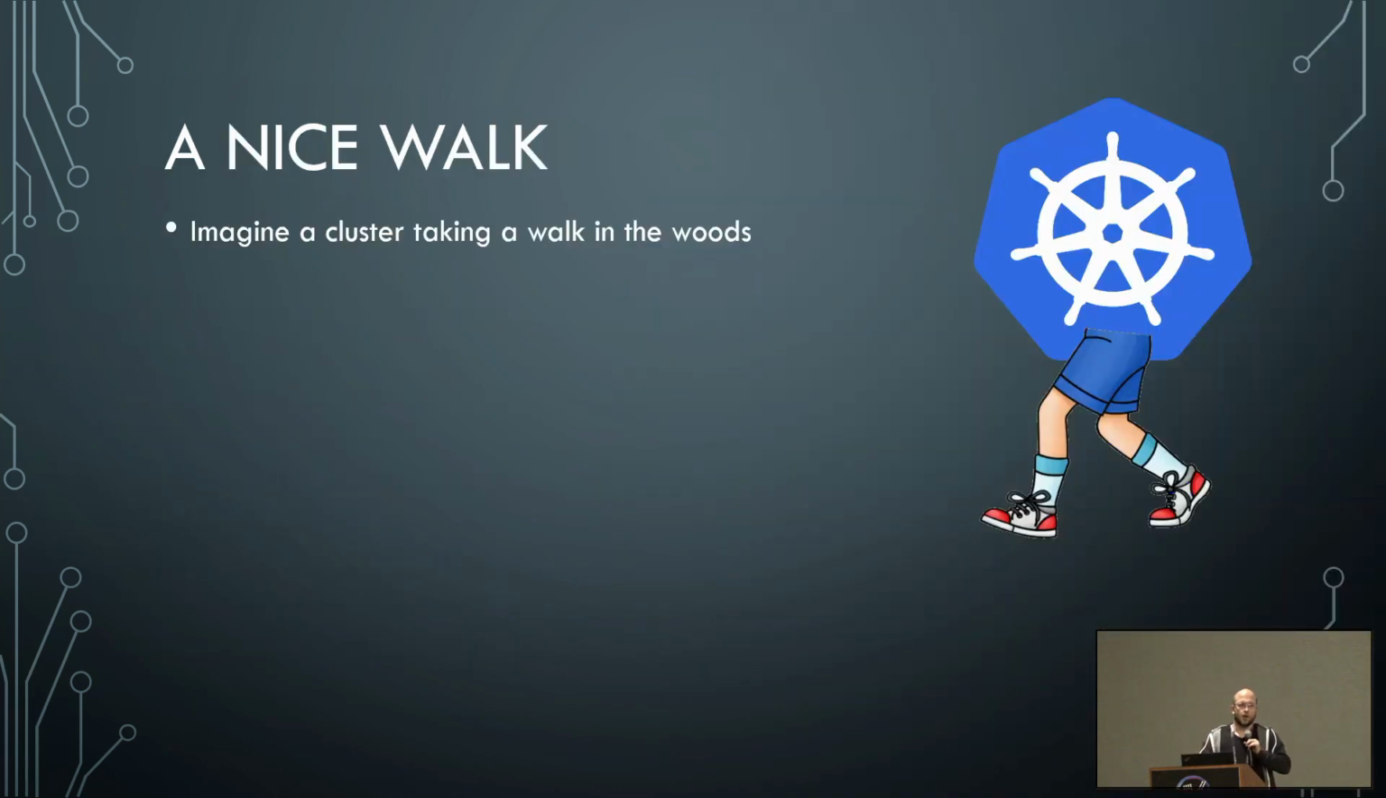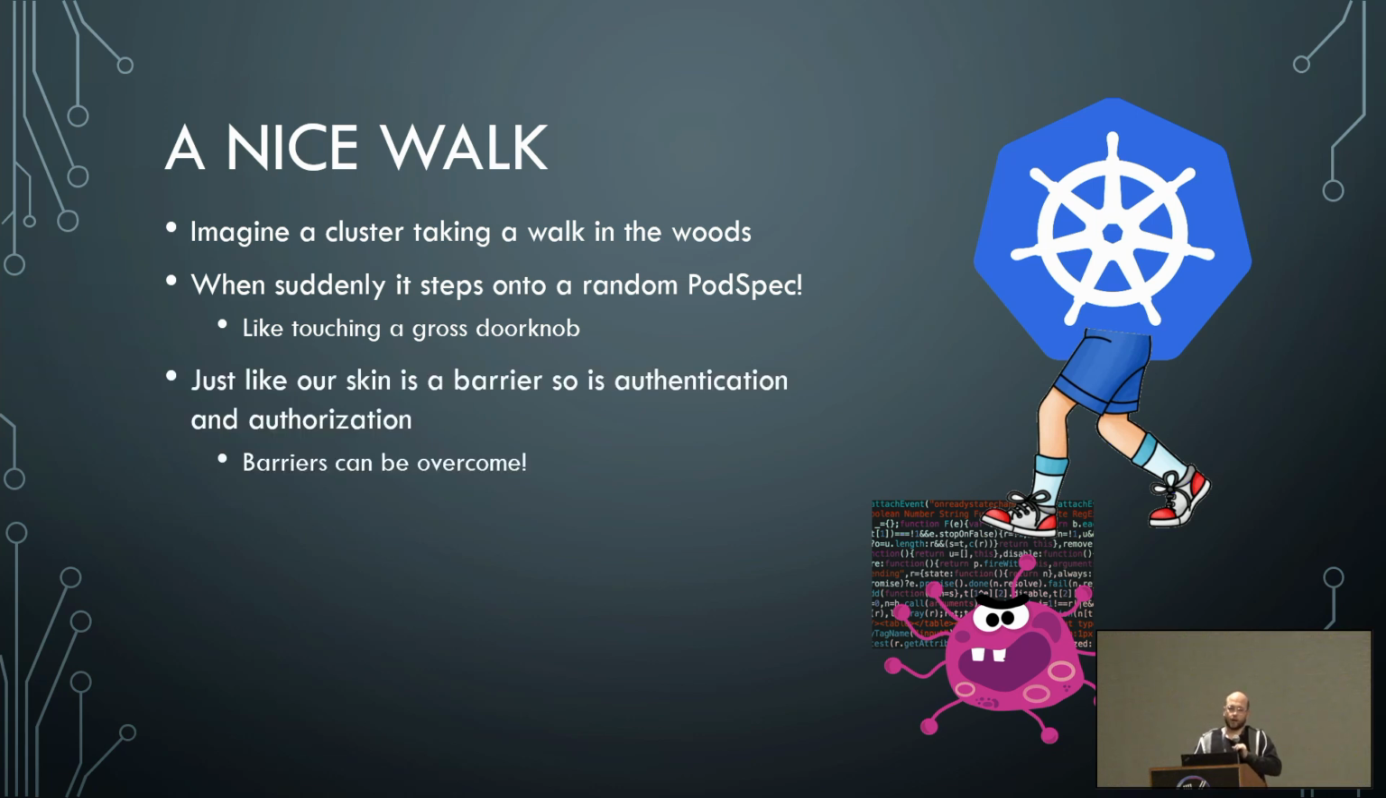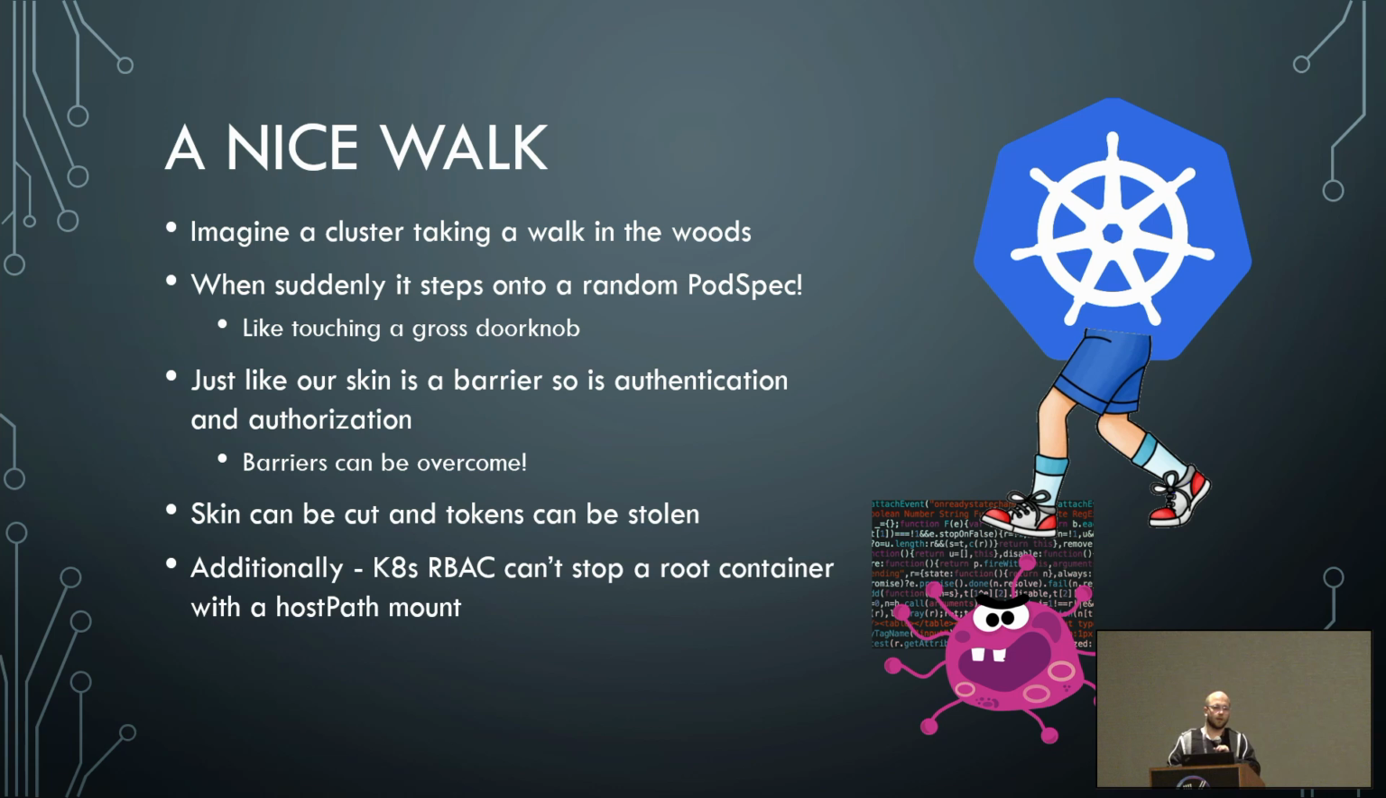Imagine a scenario where a cluster is taking a walk in the woods, when suddenly it steps onto a random pod spec. It's kind of like touching a gross doorknob for Kubernetes. Just like our skin is a barrier, so too is authentication and authorization, and barriers can be overcome. Our skin can be cut and our authentication tokens can be stolen. Additionally, Kubernetes RBAC can't really stop a root container with a host path mount. So we need some defenses for our defenses.